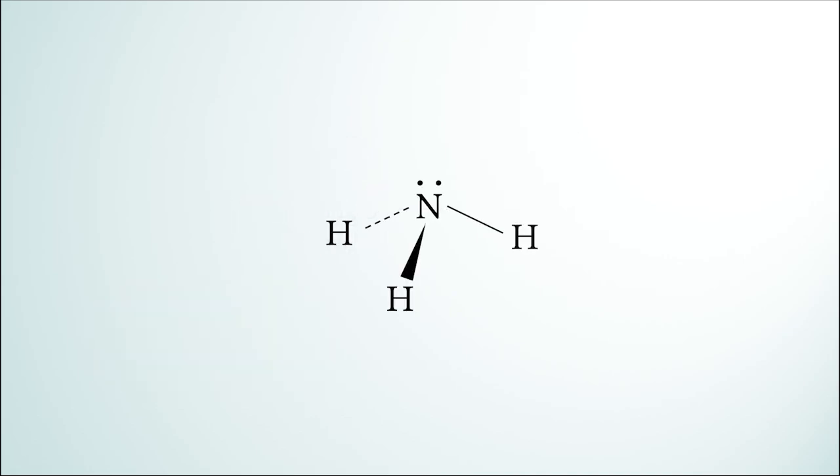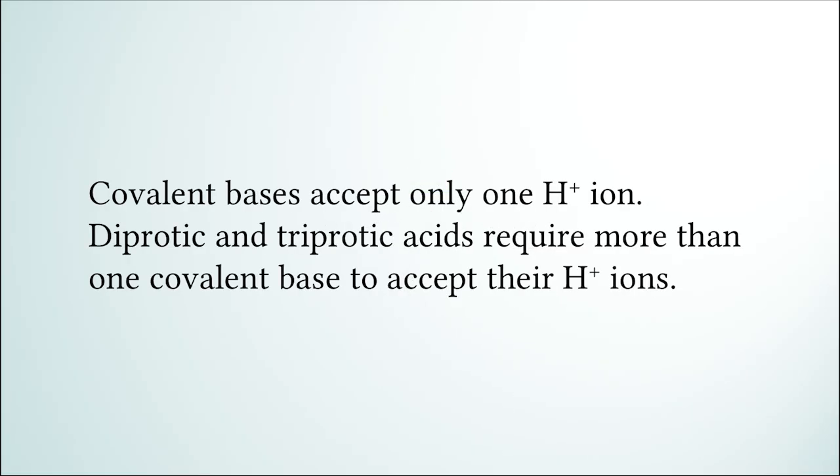Here is a Lewis structure for a common covalent base, ammonia, or NH3. Notice that there's an unshared pair of electrons in this molecule. Hydrogen plus ions will want to go there in order to share the electron pair with the ammonia. And this is what goes on for all covalent bases. That means we can make a general statement for the products of acid-base reactions with covalent bases. Covalent bases accept only one hydrogen plus ion.